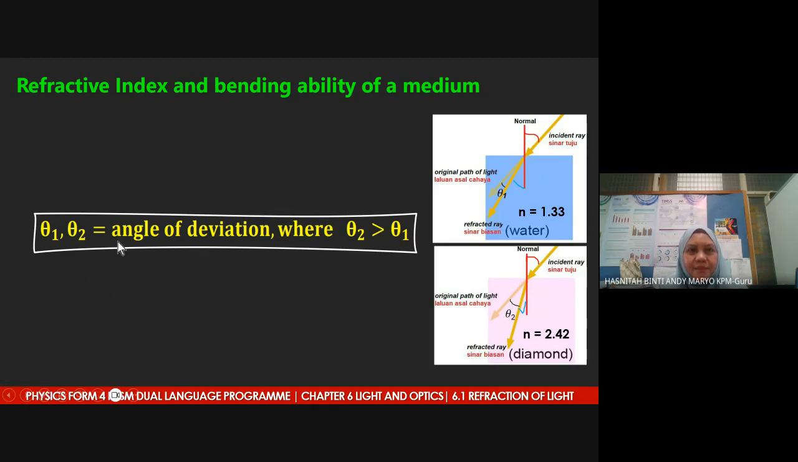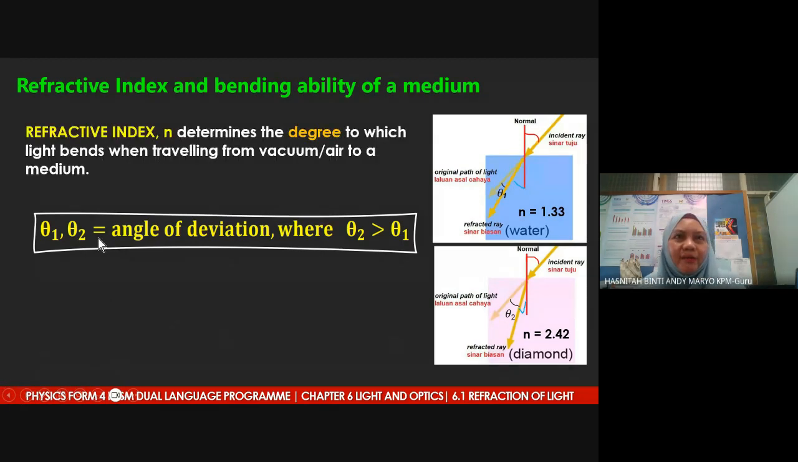So students, what is actually refractive index? Refractive index is defined as the degree to which light bends when traveling from vacuum or air to a medium. I repeat, refractive index determines the degree to which light bends when traveling from vacuum or air to a medium. So it indicates the bending ability of the medium.